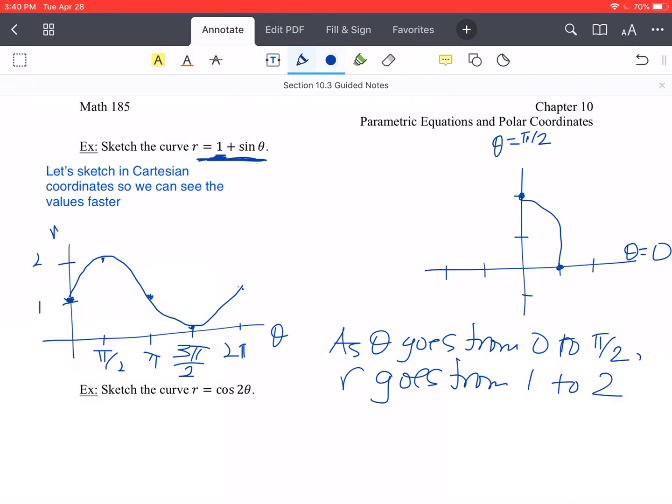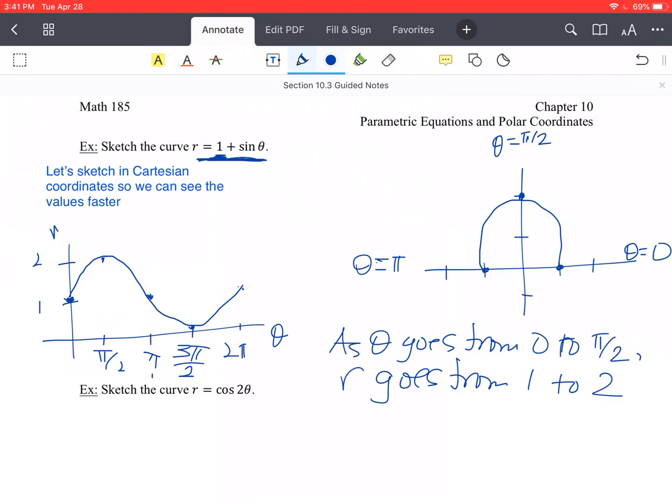Good enough, I guess. So then, if we continue this pattern, as theta goes from pi over 2 to pi, so theta equals pi is out here, then we go from 2 to 1 on our outputs. So as we go around, this one brings us back to 1. So down to 1 over here. Something like that.